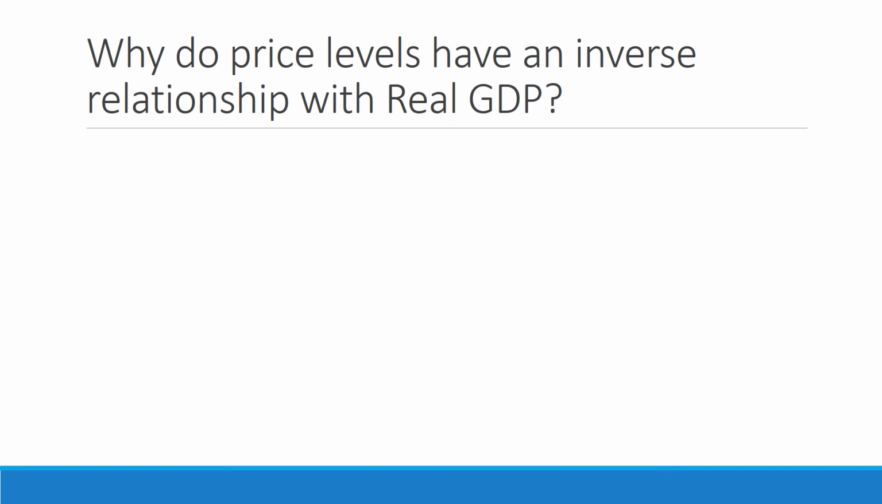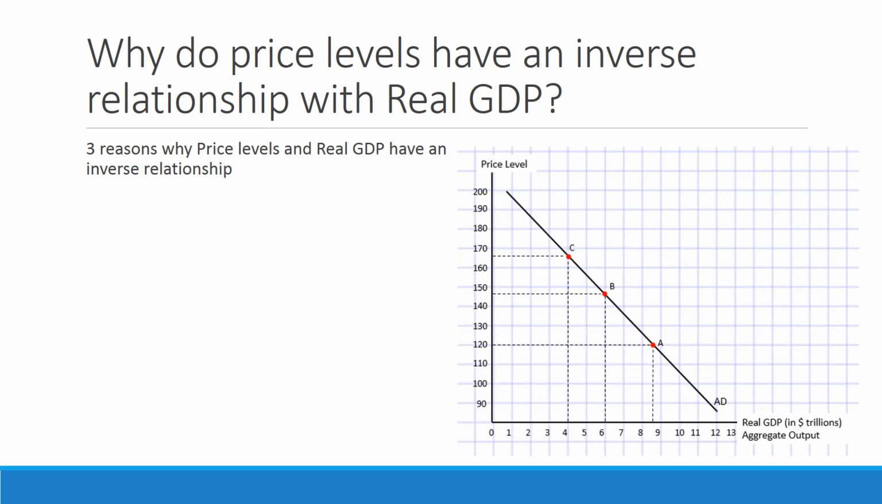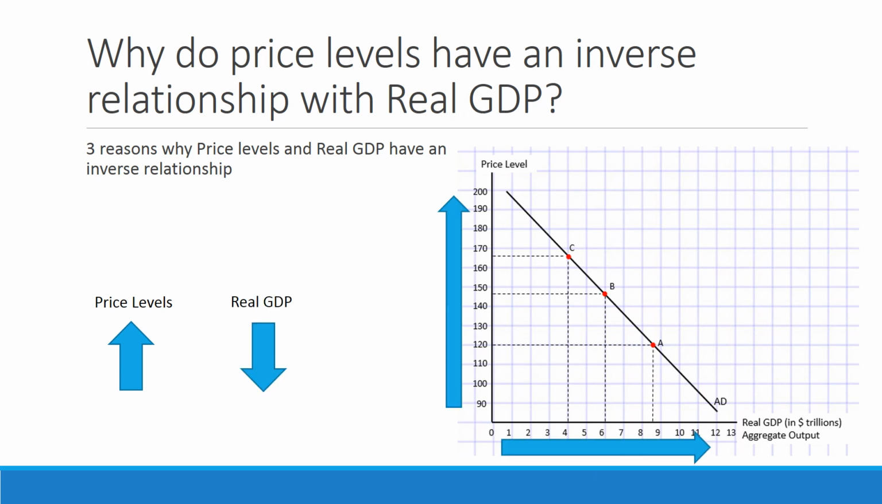So why do price levels have an inverse relationship with real GDP? We've got three reasons why this occurs. What we're asking ourselves is why exactly price levels increase, see here, causing a decrease in real GDP. That's what we want to know. The first is called the wealth effect. Second is the interest rate effect. And the third is the exchange rate effect. We'll look at each one of those, but each one is a reason why price levels and real GDP have an inverse relationship.